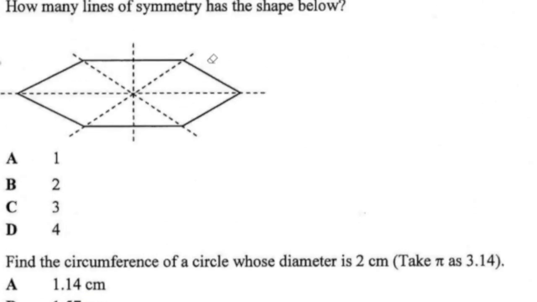Number 39. How many lines of symmetry has the shape below? Lines of symmetry are those lines that can cut a given shape into two equal parts. When we cut it like this, it will be in equal parts, like this in equal parts, and this one is in equal parts.